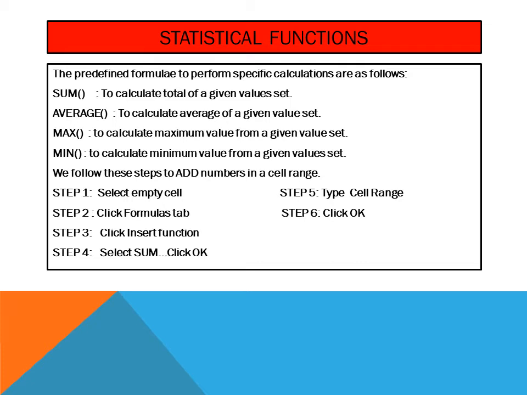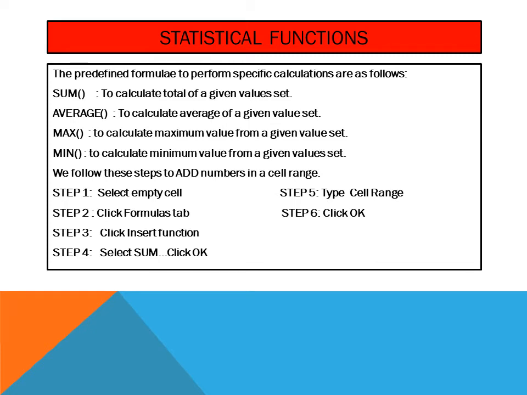Sum. As the name indicates, it is used to calculate the total of the given value set. Average, to calculate the average of the given value set. That means whatever the values are given, with the help of the average function, we can directly calculate the average of the given values. As you already know, in maths also, average means sum of observations divided by total number of observations. Sum of all the observations divided by total number of observations.